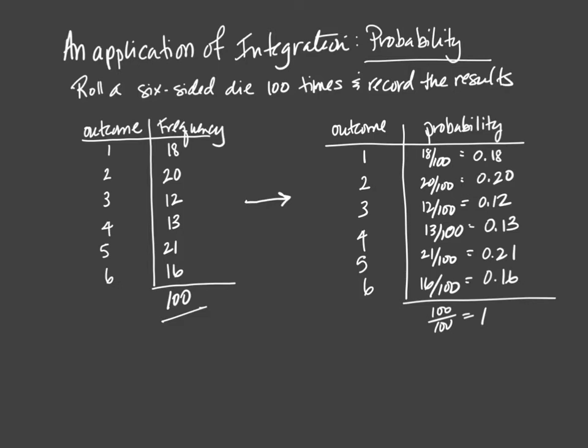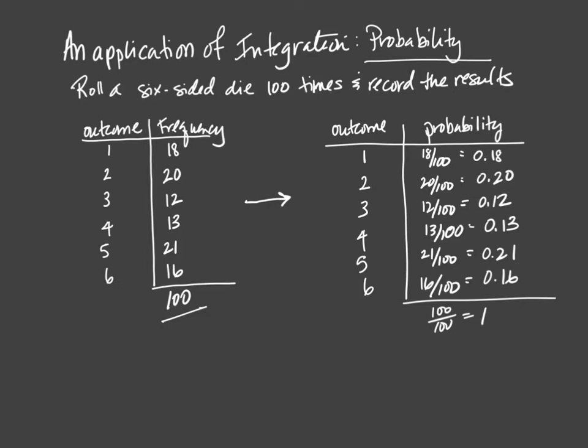And so if I take each frequency here and divide it by the total number of rolls, I can convert that to a probability. 18 out of 100 times I rolled a 1. That has a probability of 0.18. And I can do that for each of my outcomes, 1 through 6. 1 dot, 2 dots, 3 dots, 4 dots, 5 dots, 6 dots. And I can come up with their probabilities.